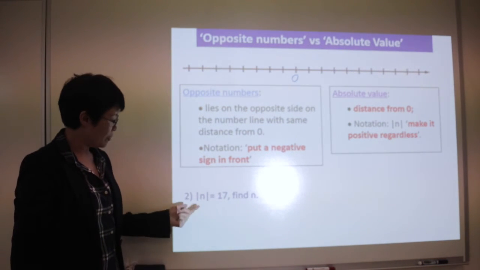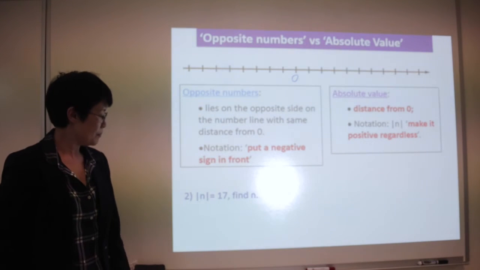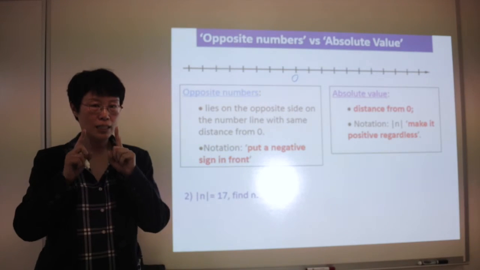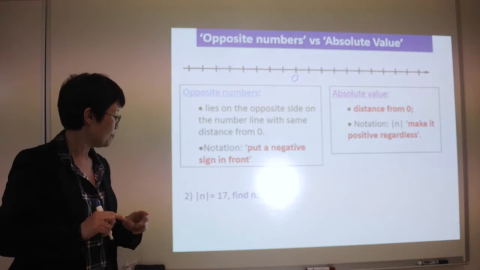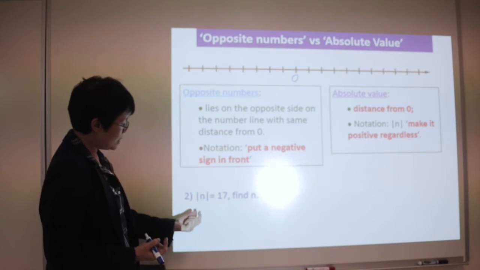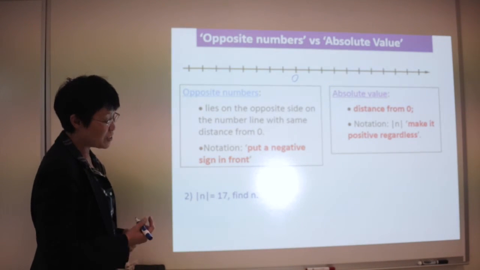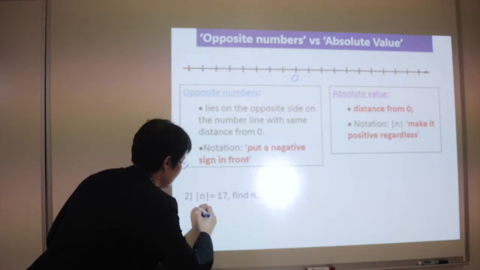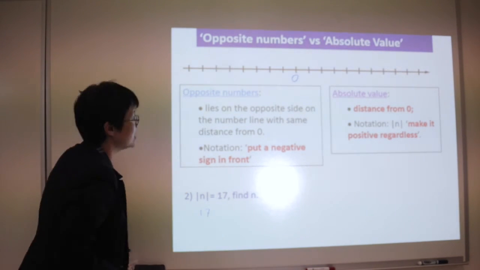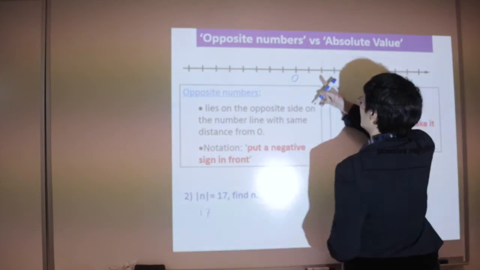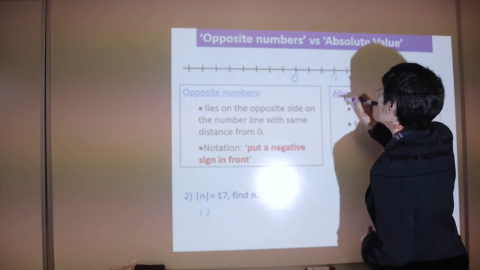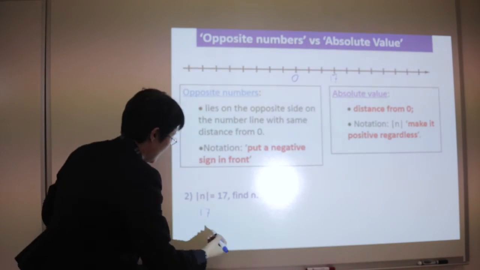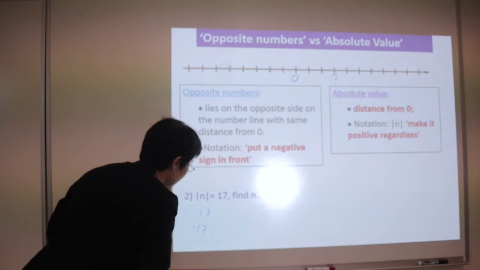Now let's come to the second question. The absolute value of a number is 17. Find the number. The absolute value means the distance from 0, right? So that means which numbers are 17 units away from 0? We have two answers. First is positive 17. If I say this is my 17, then from 0 it is 17 units to there. And then the other is negative 17.